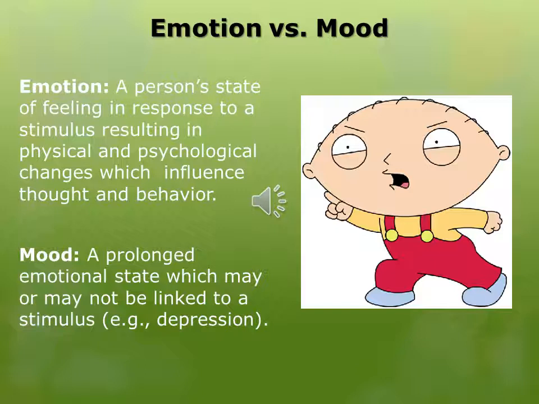Mood is a prolonged emotional state which may or may not be linked to a stimulus. An example of mood is depression, and depression falls under a category of mood disorders when we get into psychiatry and counseling. So mood is just more of a longer state of emotion, where emotion passes relatively quickly. We're not sure if Stewie's in an angry mood, but he's certainly experiencing anger, the emotion of anger here.